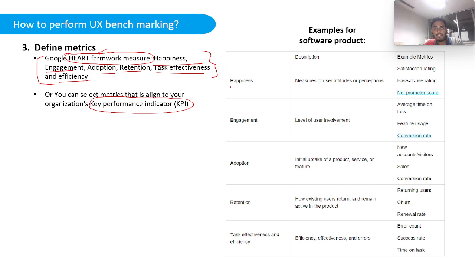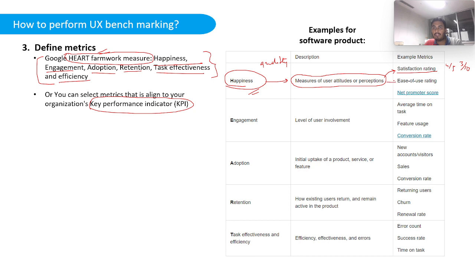Now see, happiness is again a qualitative measure. Here we are trying to define user attitude and perceptions about happiness. These are qualitative in nature, but we need to have some sort of quantitative approach to measure this particular attribute, happiness. So we can consider satisfaction rating. We can ask the user to rate his satisfaction level, for example 4 out of 5 or 3 out of 10, etc.